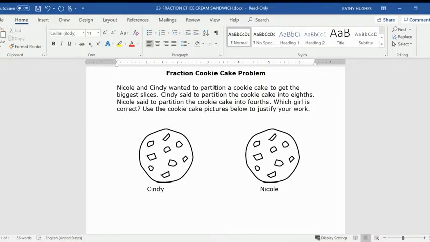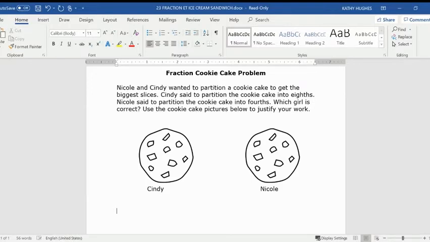And when we're talking about inverse relationships, we're talking about the number of partitions and how big or how small the pieces become when you do those partitions. Remember, partitions means what? Partitions, partir, partitions, to cut.